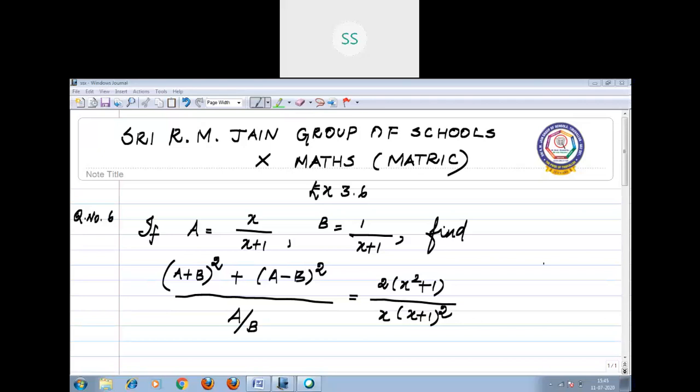Exercise 3.6, question number 6. If A equals x divided by x plus 1, B equals 1 by x plus 1, prove that (A plus B) the whole square plus (A minus B) the whole square divided by A by B is equal to 2 into (x square plus 1) divided by x into (x plus 1) the whole square. Not find, you want to prove.